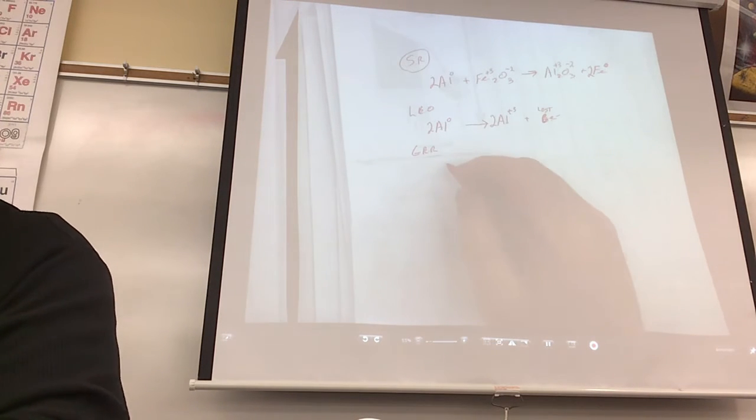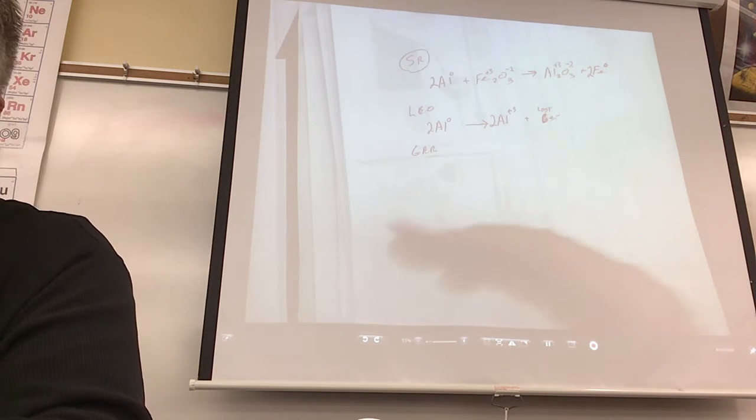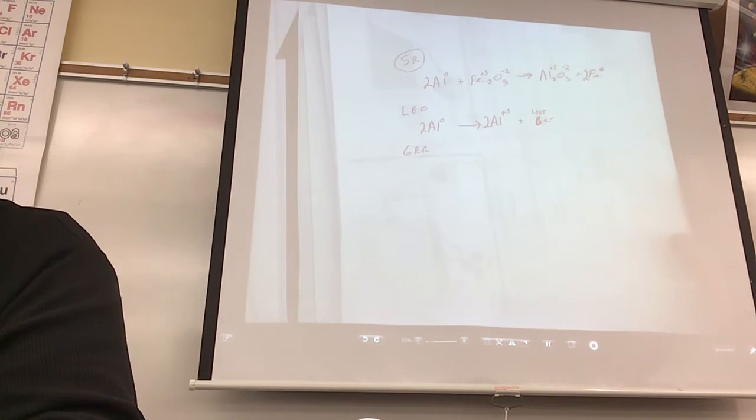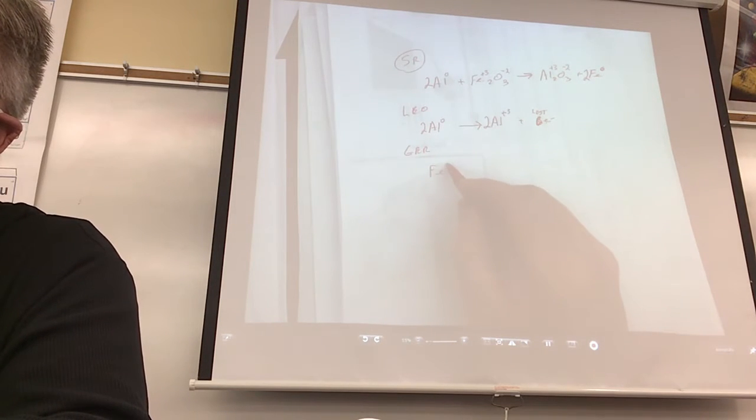Okay, now, all right, let's do GER. Now, be careful here. If you gain negative electrons, you become more negative. So who became more negative here? See if you can find it. Iron? He went from +3, what? He dropped all the way down, didn't he? So I know the iron starts as +3.